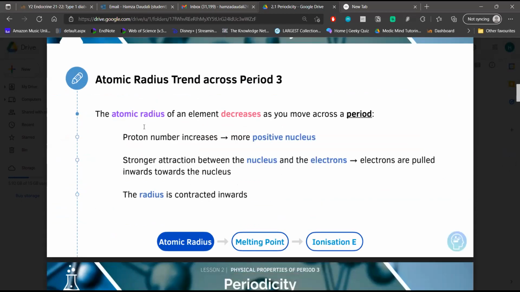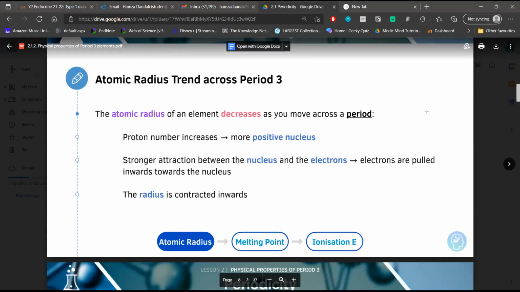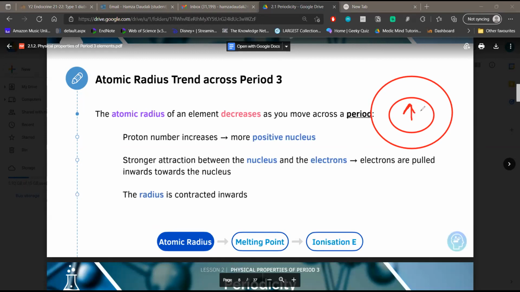So the first thing, atomic radius. Remember, the atomic radius across a period always decreases, right? Because as I'm sure you remember, across a period we have the same number of electron shells, but our proton number increases, right? So what happens to a term called charge density? Density being how constricted something is, charge being the positive or negative charge. What happens to our charge density?